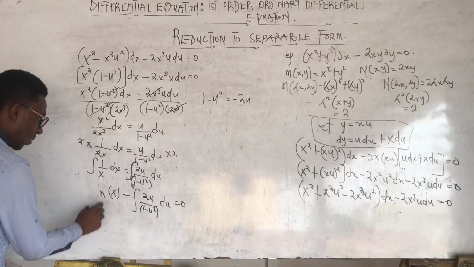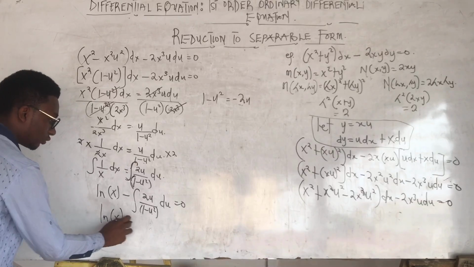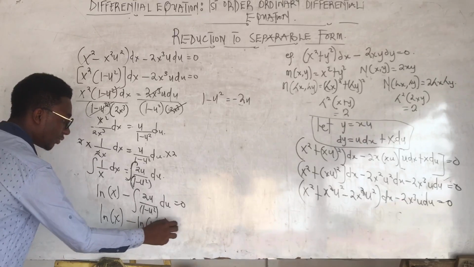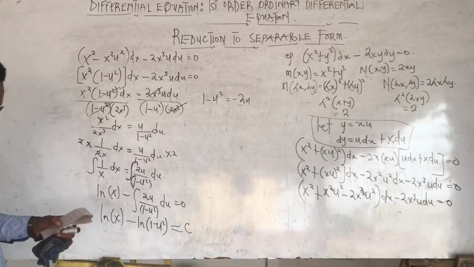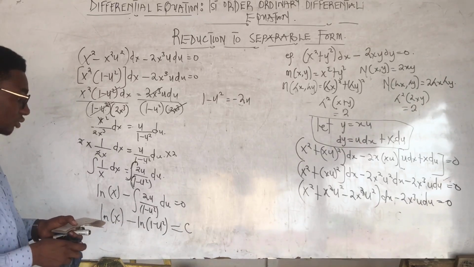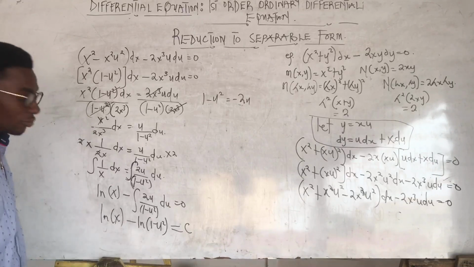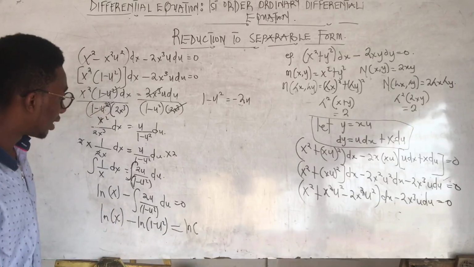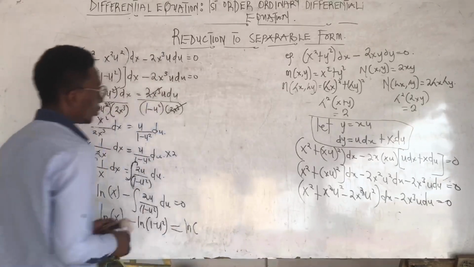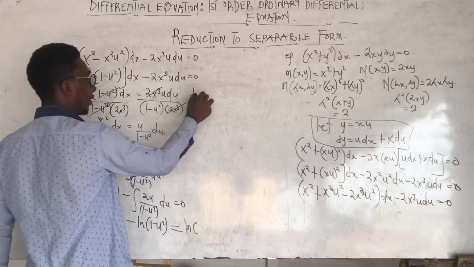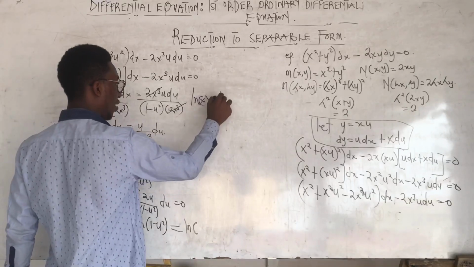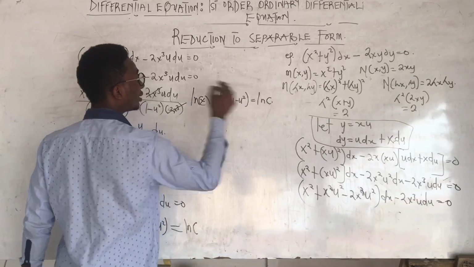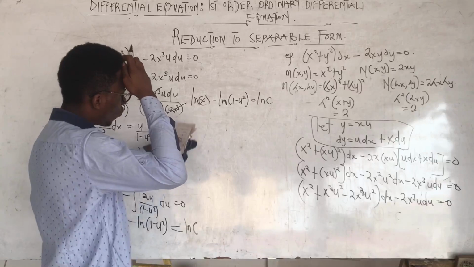So now when you do that, we have ln of x, which is equal to minus ln of 1 minus u squared, which is equal to our arbitrary constant. But because they are all logs, we can take our arbitrary constant as a log value of the constant. Alright. So now to finish up here, we can have ln of x minus ln of 1 minus u squared is equal to ln of C. So now, what can we see over here?